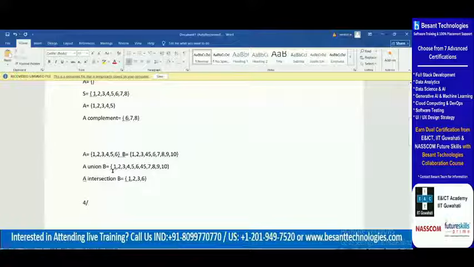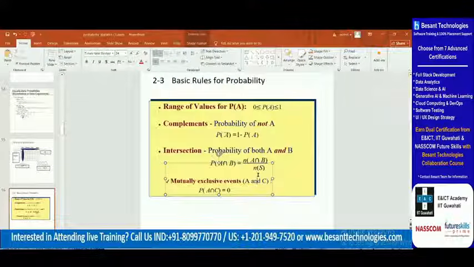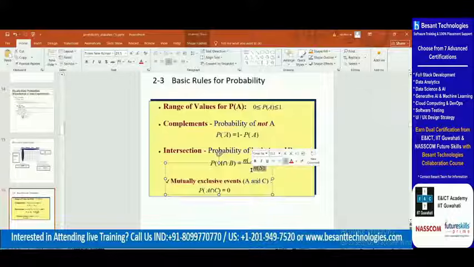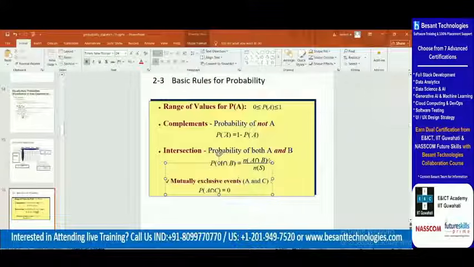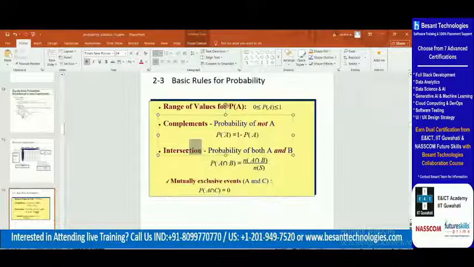Which is 1, 2, 3, 4, 5, 6, 7, 8, 9, and 10. Okay, so just 4 by 10. The total number of samples and the number of samples in A intersection B. So by this formula, you can calculate the probability of both A and B.